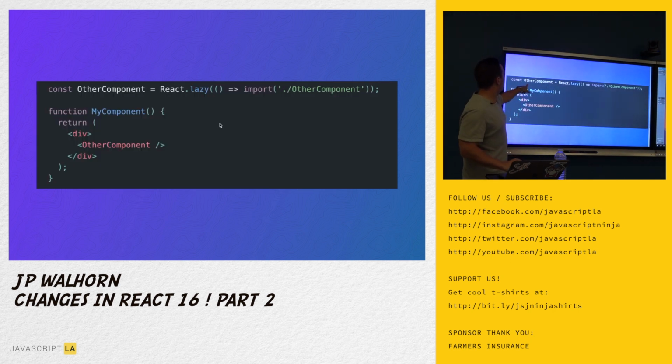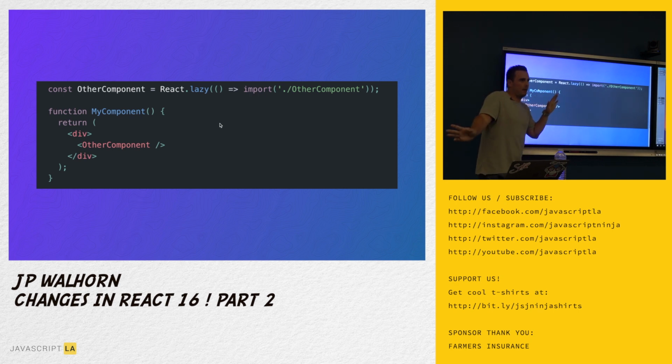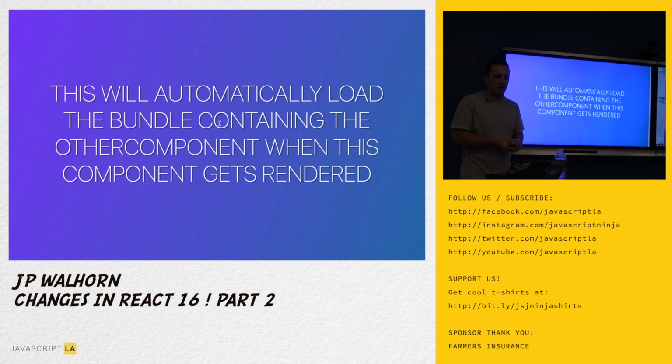Now I'm importing my component differently. Instead of just importing it, I say React lazy, and then I return it in a function. In the function I import my other component basically. So by wrapping this in React lazy, that's all it is. I did my code splitting for this component. So what does this mean exactly? This will automatically load the bundle containing the other component when this component gets rendered.